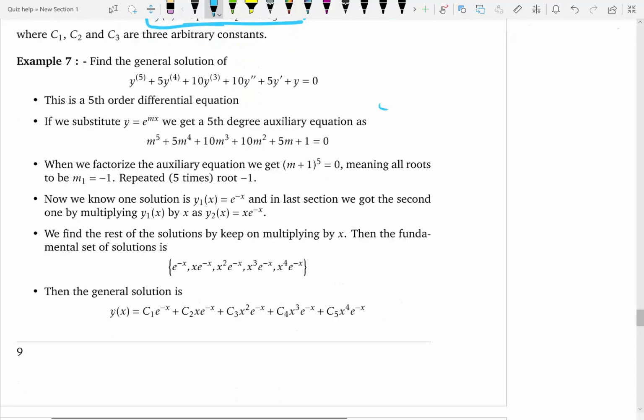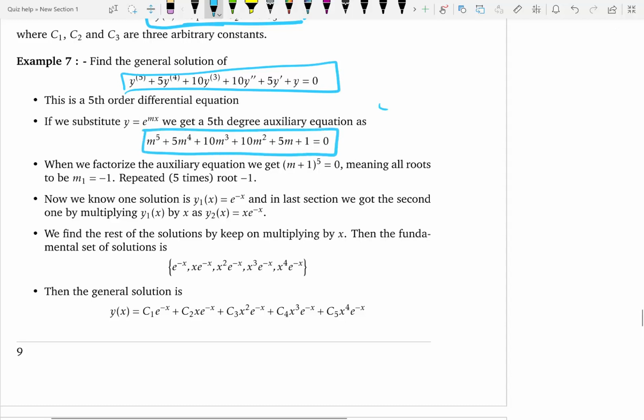Okay, let's look at another example. Let me show you some really interesting examples. Here we have a fifth order differential equation, and let's say we get this auxiliary equation. Now what are the things that you should know about higher order differential equations? You should definitely be able to get the auxiliary equation. Factorizing a fifth degree polynomial is not something that we expect from you. Instead, if we give you the roots, then you should be able to find the general solution based on those three cases.